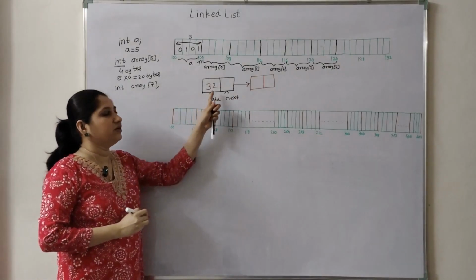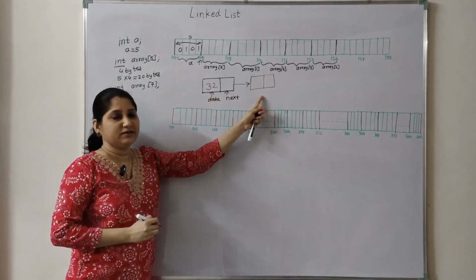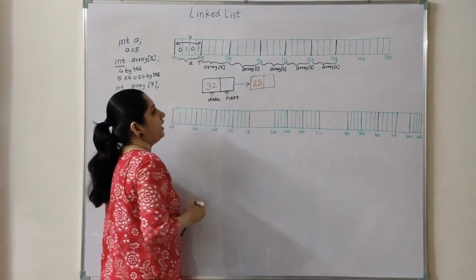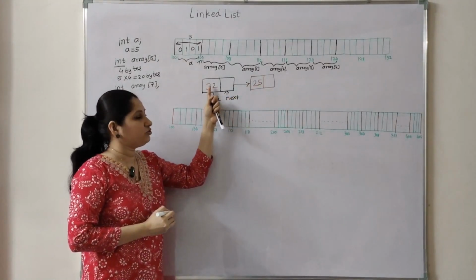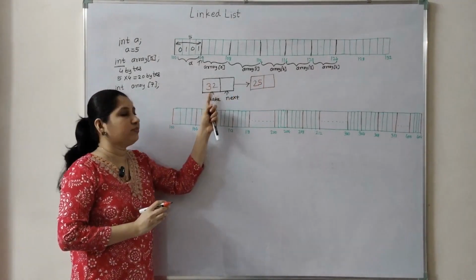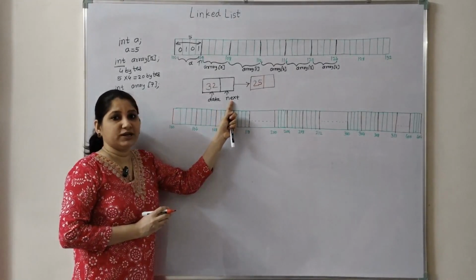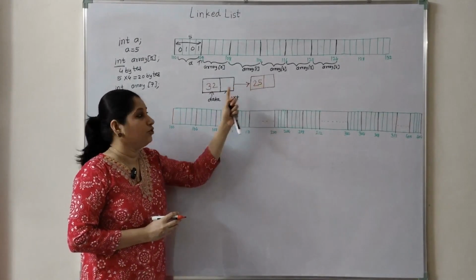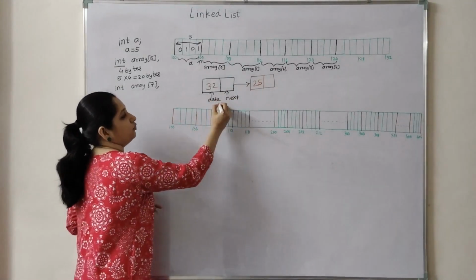Now consider that this is our one node and this is our second node. In the two nodes, the data will be stored like 32 and 25. This part will be called the data, and in that data part we are storing the values of particular information. That is called the information field or data field. And in the next part, we are storing the address of our next node. So what is that next node? 25.